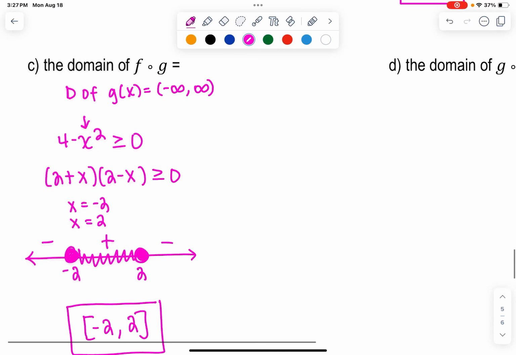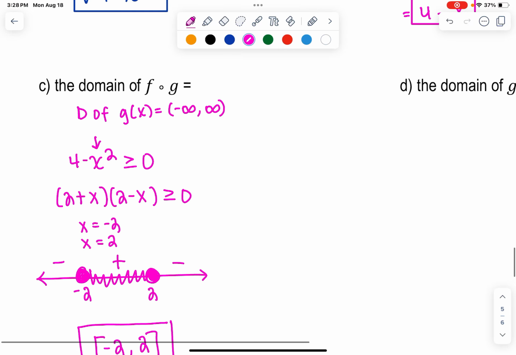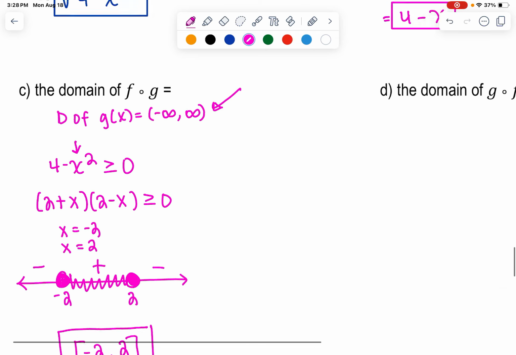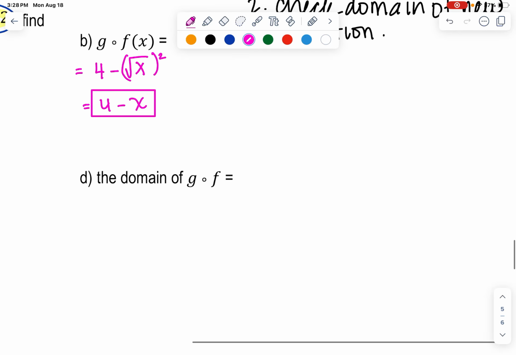Domain of... So this right here didn't give me any more restrictions, right? It might have given me more restrictions, but it didn't give me any more. It's saying everything works. If it had restrictions, then I would have to incorporate them in the domain. All right, g of f of x.